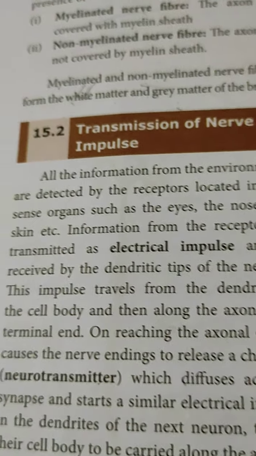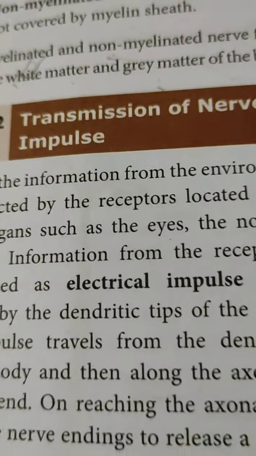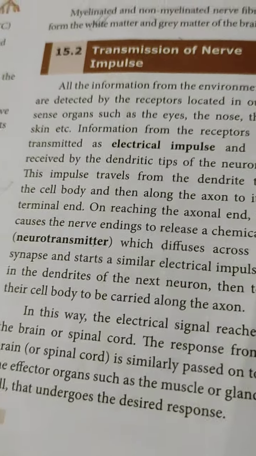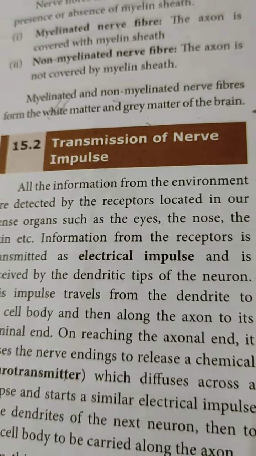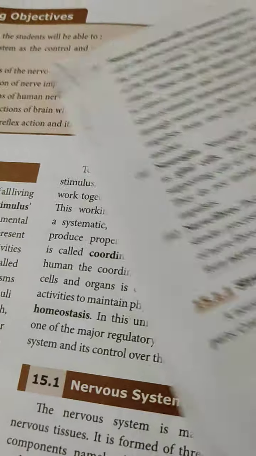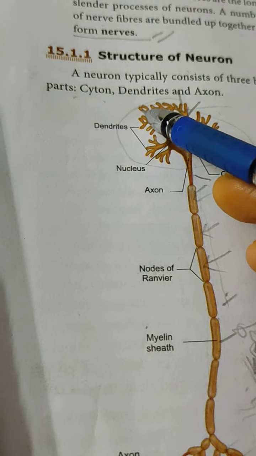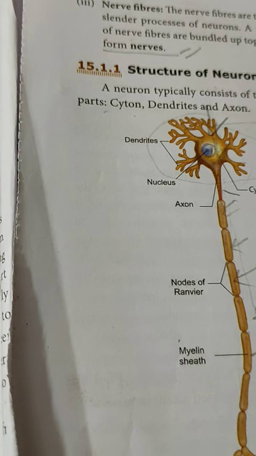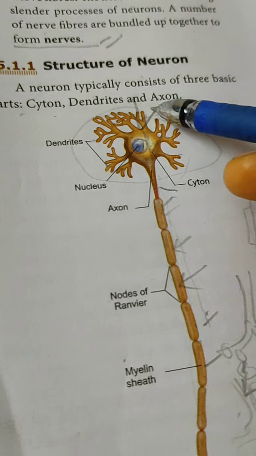Information from the receptors is transmitted. How will the information be transmitted through the receptors? In the form of electrical impulse. Just like electric current, the information will be passing through the neurons and is received. In each and every part of our body, this type of neurons, multipolar neurons, are present. The tips of the dendrites will be receiving the stimulus or any type of physical factors, heat, cold.